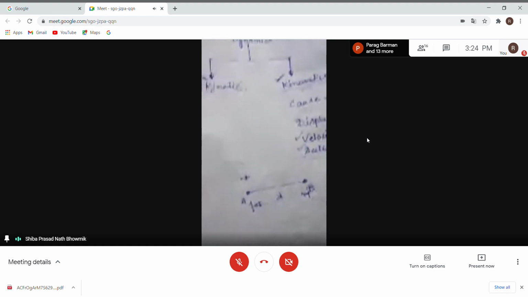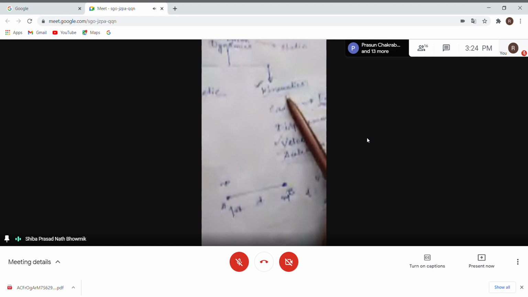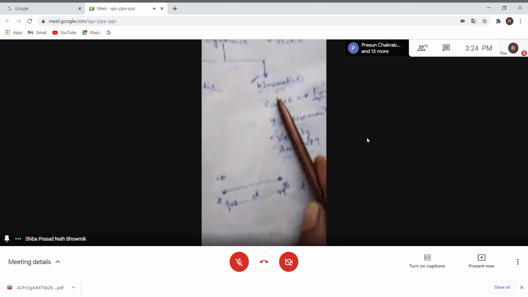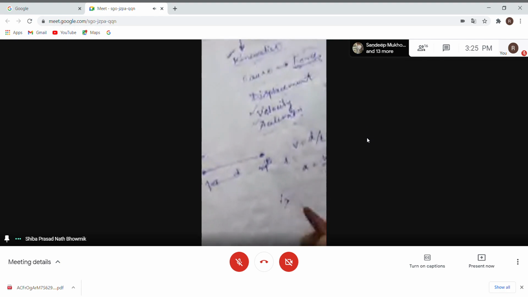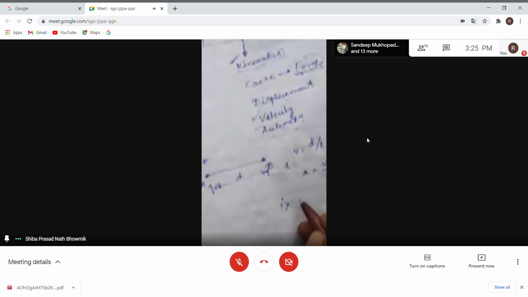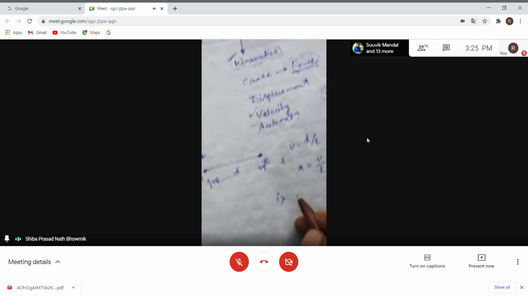So if we consider only these things in a particular study of dynamics, then it is called kinematics. In this study, we have to use three equations of motion. What are they? What are the three equations of motion?